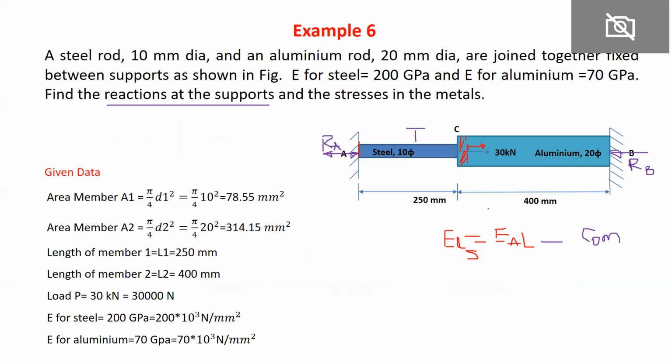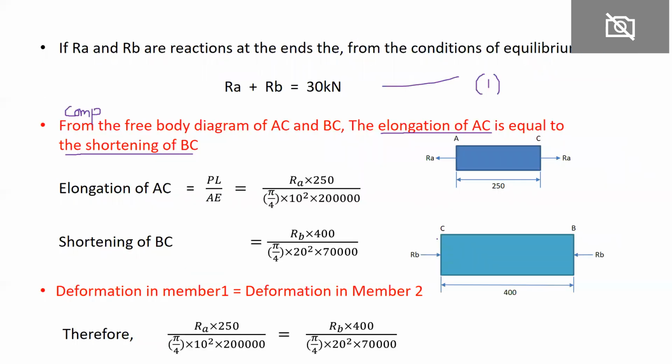Here, see, the elongation in the steel bar is equal to the elongation in the aluminum bar. The nature of elongation is different, but this is the compatibility equation. So you find out the elongation in the bar. You know the formula for elongation from the previous lecture; two lectures back we derived this, PL by AE.